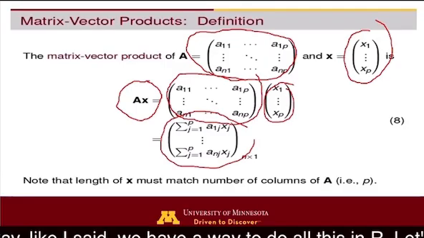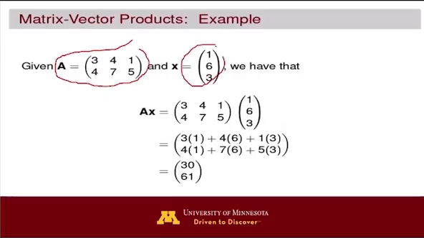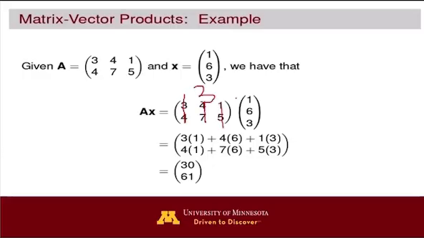Like I said, we have a way to do all this in R. Let's look into an example. This is a matrix. This is a vector. I want to multiply a matrix by a vector. Before I can use a matrix to multiply, I have to ensure the number of columns is equal to the number of rows here. How many columns do we have here? 1, 2, 3. We got 3 columns. How many rows do we have here? 1, 2, 3. Then they are conformable for multiplication.